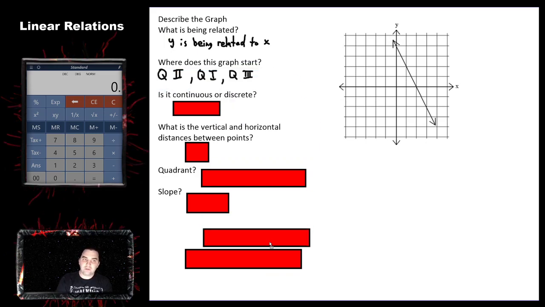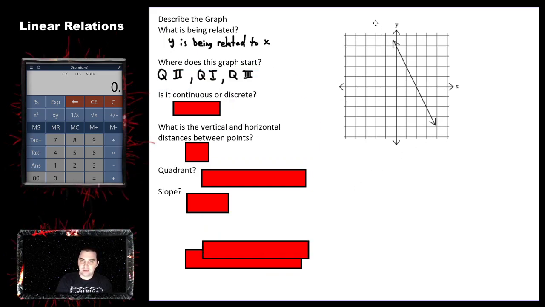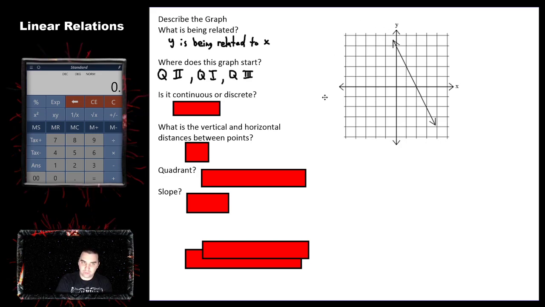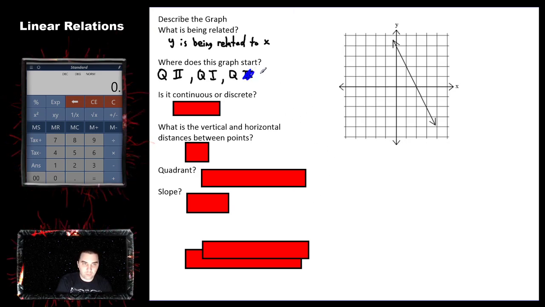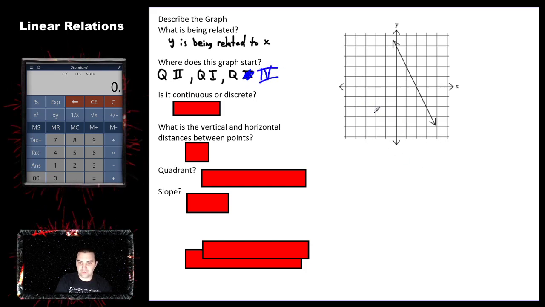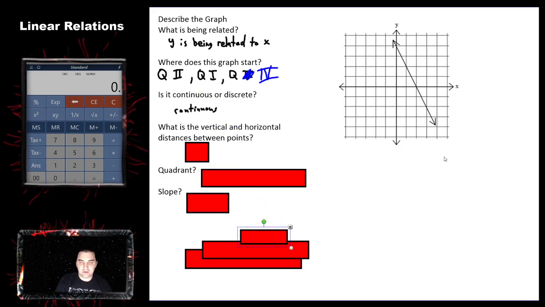Where does it start? What I would say is it's in quadrant 1, it's in quadrant 2, and it's in quadrant... Oh, that's not quadrant 3. That's a mistake. I need to fix that. That's quadrant 4. This is quadrant 3, so that one was wrong. Is it continuous or is it discrete? It is continuous.